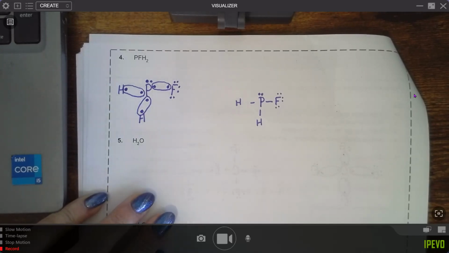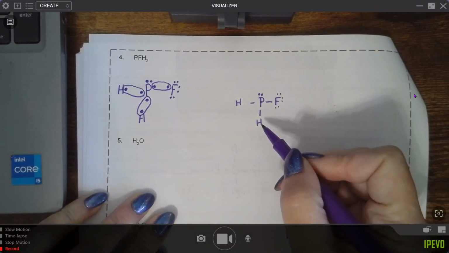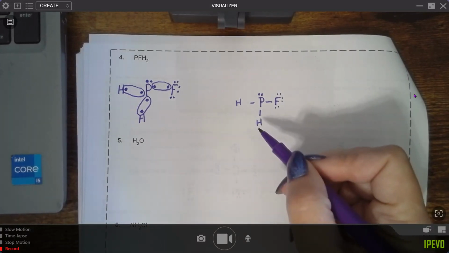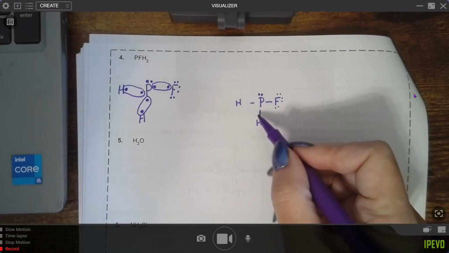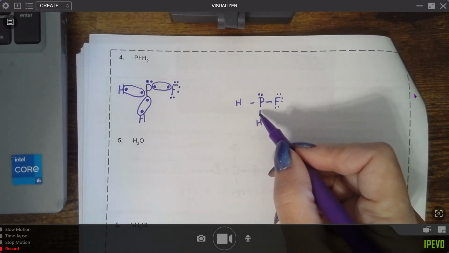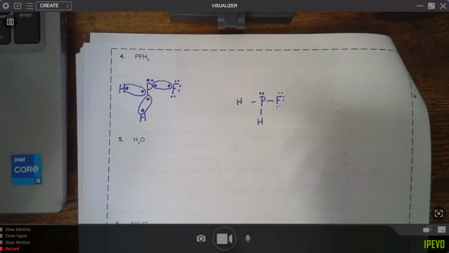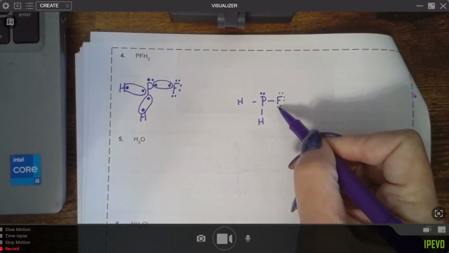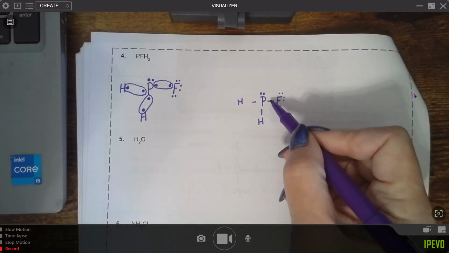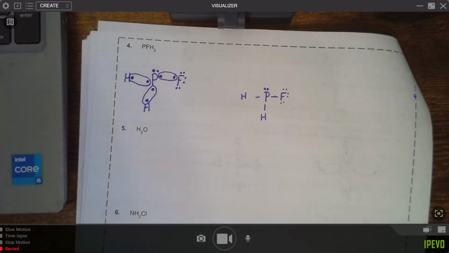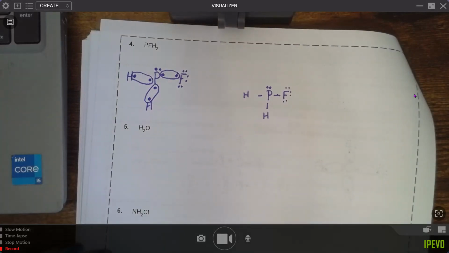Now, remember, hydrogen is one of our exceptions. It is satisfied, it is stable if it has just 2 valence electrons. So that bond by the hydrogen is 2 electrons. That makes hydrogen stable, okay? And if you look, fluorine has 8 valence electrons, phosphorus has 2, 4, 6, 8 valence electrons, okay? So every atom in that molecule is satisfied.